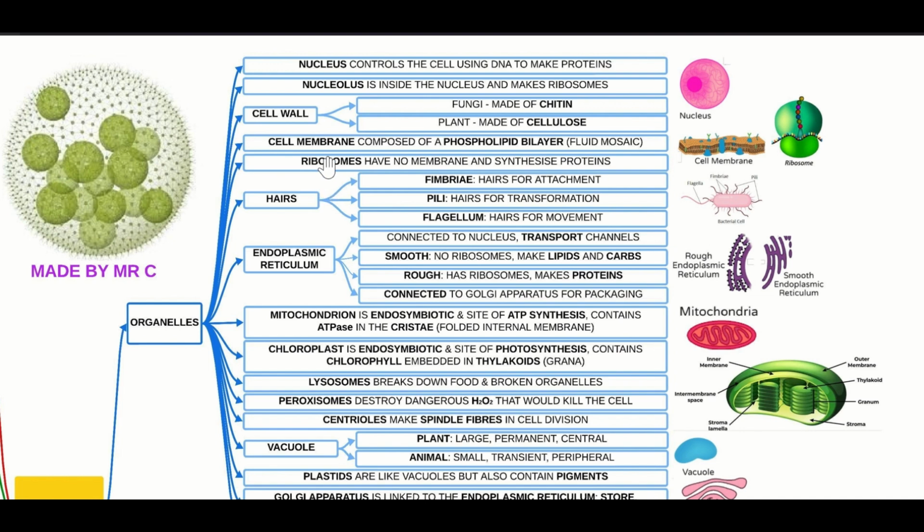They all have ribosomes that have no membrane, and that's why they are found in all cells, including bacterial cells, and ribosomes make proteins. Now, here are the hairs we talked about earlier.